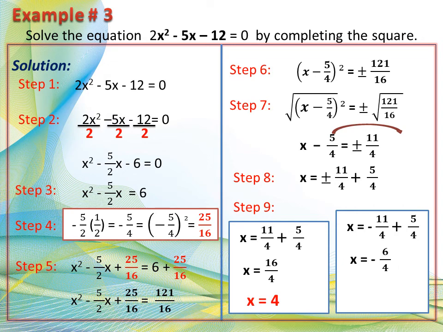Then, tignan natin, improper yan. Baka pwede nating i-lowest term. So, malilowest term natin yan if we have the divisible number. So, ano ba divisible number between 6 and 4? So, that is divisible by 2. So, pag dinivide natin yan, it will become 3 halves. So, copy natin yung negative. So, x is equal to negative 3 halves.